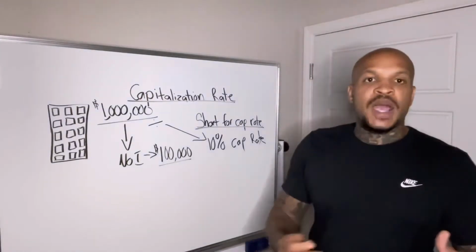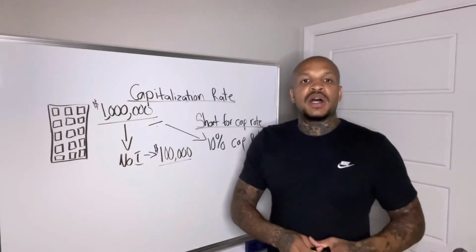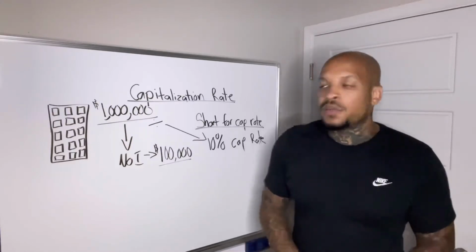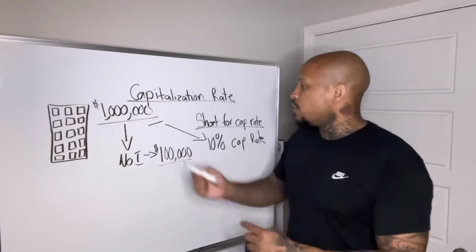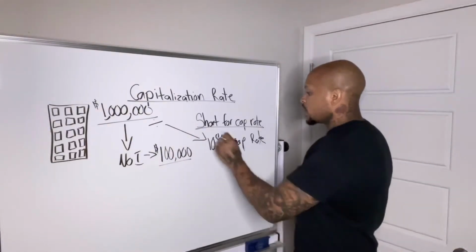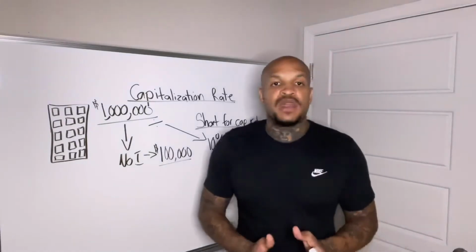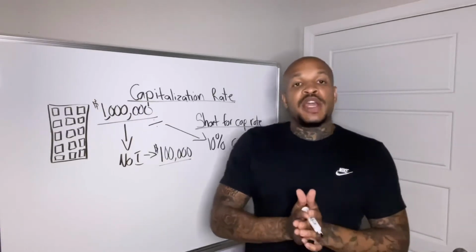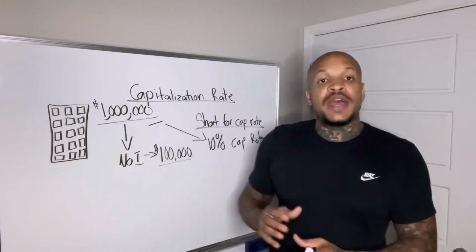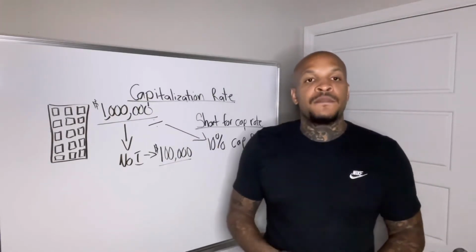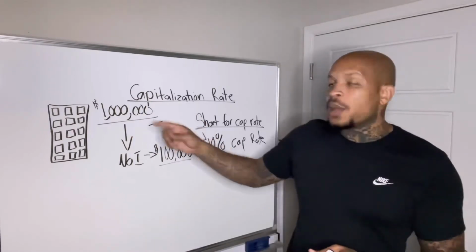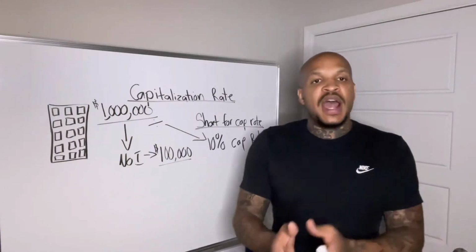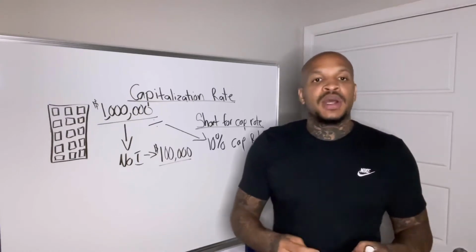So how do you find out what the cap rate is? If I invest $1 million and the NOI is $100,000, what will my return be on my money? You take the $100,000 and divide it by the $1 million, and that gives you a 10% cap rate. So if you buy the building for $1 million, and the NOI after all the expenses is $100,000, then if you pay cash, you're going to get a 10% return.